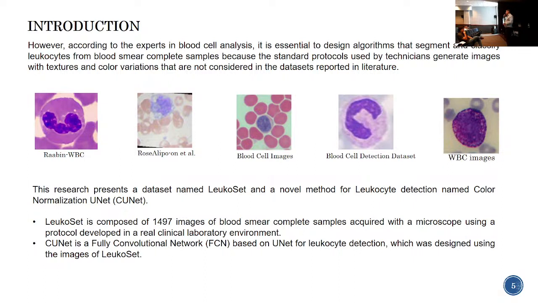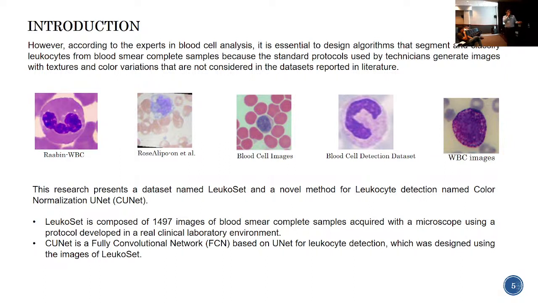According to experts, it's essential to design algorithms to segment and also classify the leukocytes from the blood smear samples. Because, as I said before, we can see various textures and color variations that are not considered in the datasets from the literature. Here are 5 examples of datasets that you can find in the literature, like Raabin-WBC, Rosa Lipo, blood cell images, blood cell detection dataset, and WBC images.